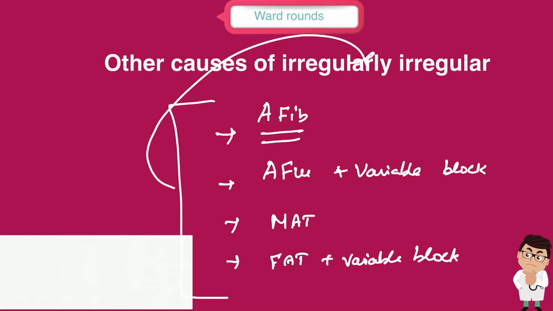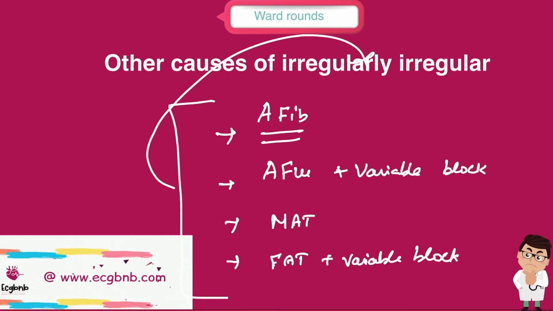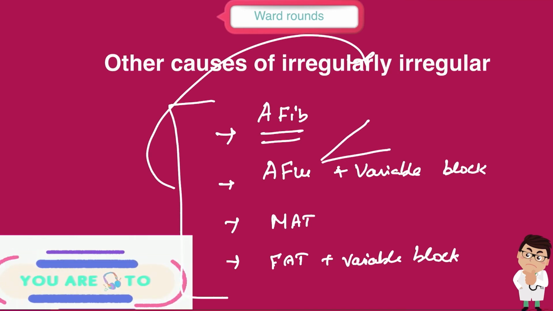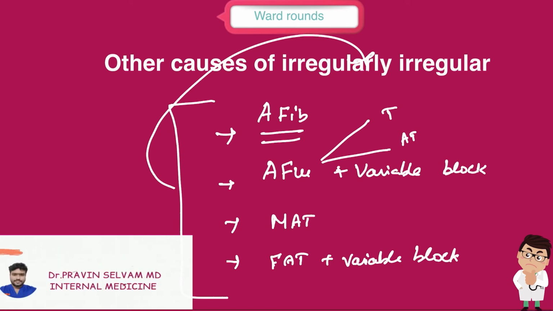So we have learnt that all irregular rhythms are not AF alone. It could be AF, which is atrial fibrillation, or it could be atrial flutter with variable block. Atrial flutter can be differentiated into typical as well as atypical atrial flutter, but that is beyond the scope of this video. We will discuss that in a separate video.